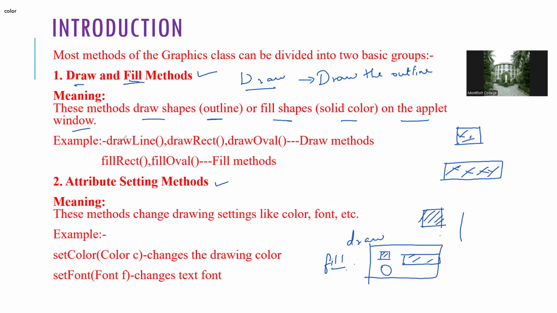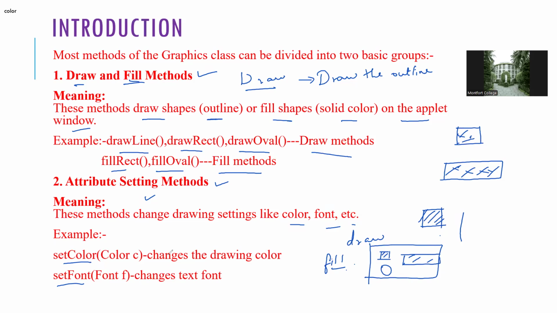Some of the functions I have listed here. For example, drawLine, drawRect, drawOval are all draw methods. fillRect, fillOval come under fill methods. Now we will see attribute setting methods. These methods change drawing settings like color, font, etc. For that we have only two: setColor is the first method, and the second one is setFont.